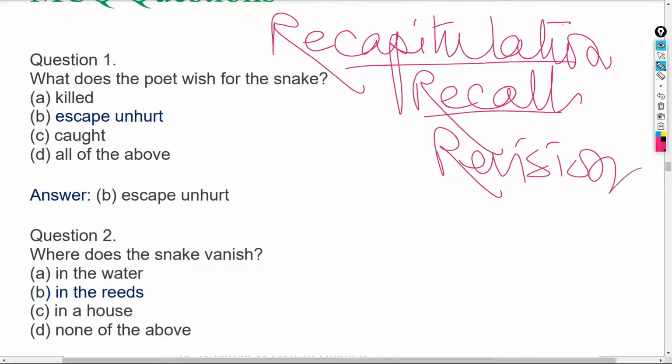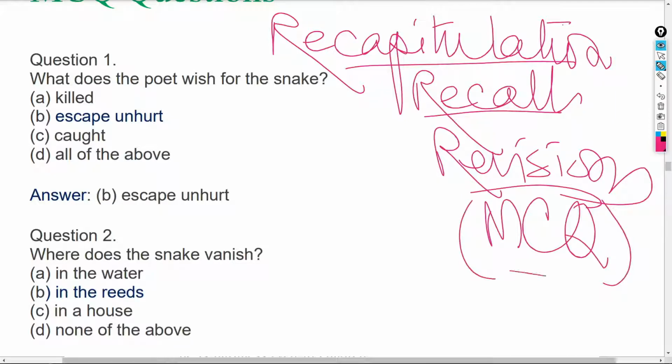तो हम revision करेंगे कैसे? आजकल का revision हमारा स्टाइल थोड़ा बदल गया. So we will be making the revision in the form of the MCQ, multiple choice question. Then we can make a lot of analysis. Option will be given. We will have to choose the right one. अभी देखते हैं. What does the poet wish for the snake? तो क्या expectation था? Expectation था कि वो escape unhurt. Option number B is correct.